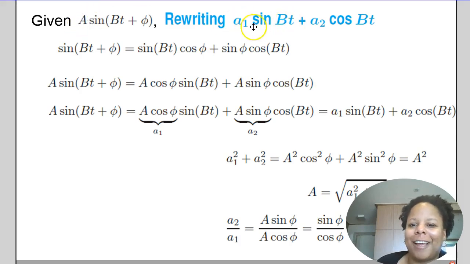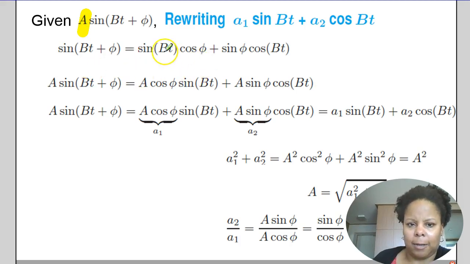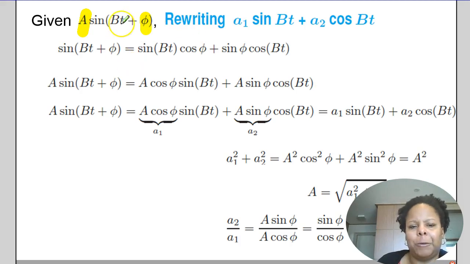So how can I rewrite this, A1 sine B2 plus A2 cosine B2, in terms of just sine? The idea is that in order to do that, we need to know what big A is, as well as what phi is. What's the horizontal shift and what's the new amplitude?